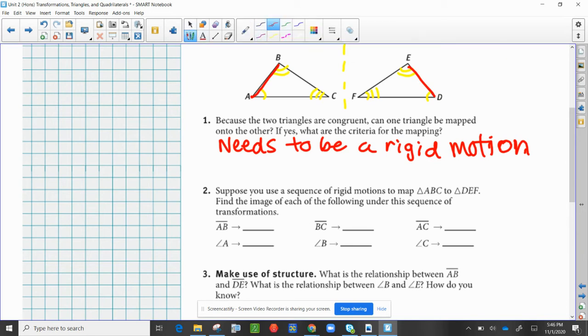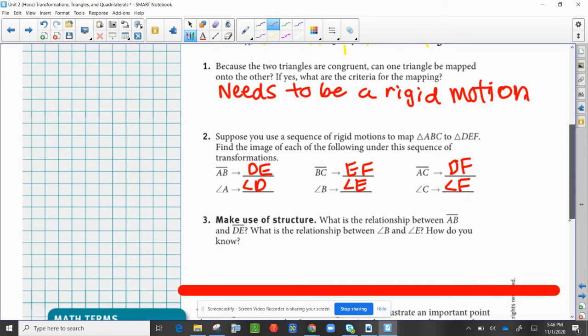Okay, so if we did it, we should have had that AB is going to map onto, I already did this one, DE, sorry. BC is going to map to EF, and AC is going to map to DF. And then I already did those angles when I made those marks. Angle A is going to go with angle D. Angle B and angle E go together. And angle C and angle F go together.